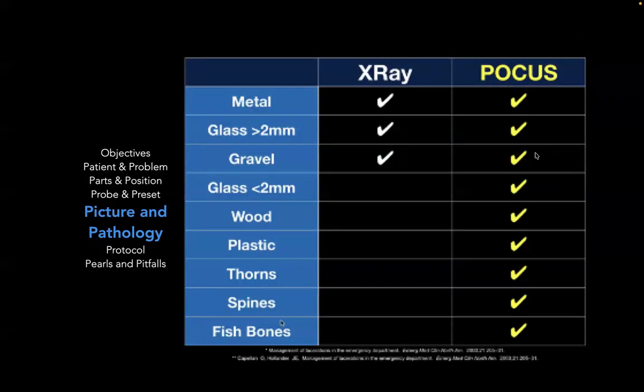All the things that POCUS is good for versus X-ray. From fishbone, spines, thorns, plastic, wood, and glass, these are things that POCUS can really be used to visualize rather than using X-ray.